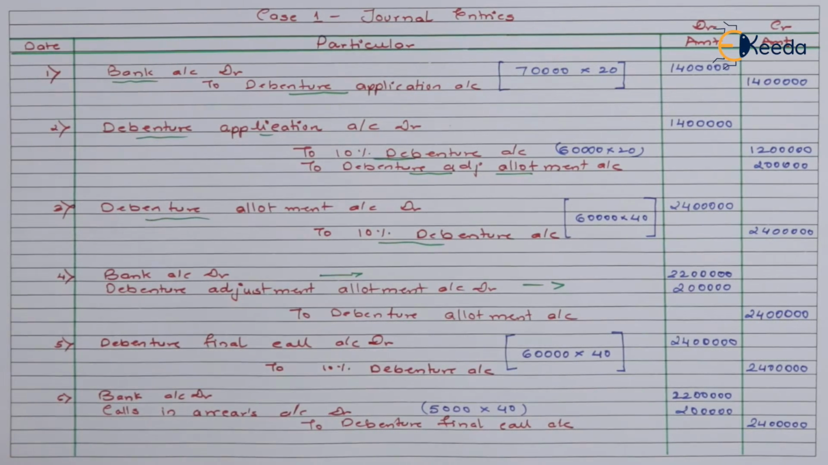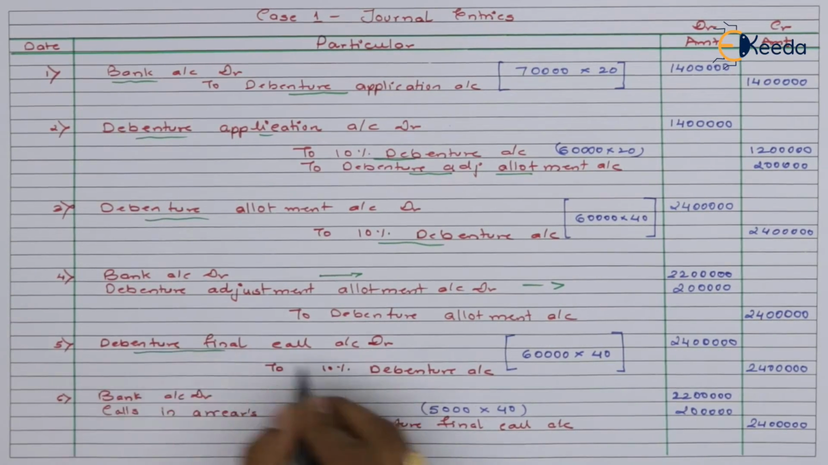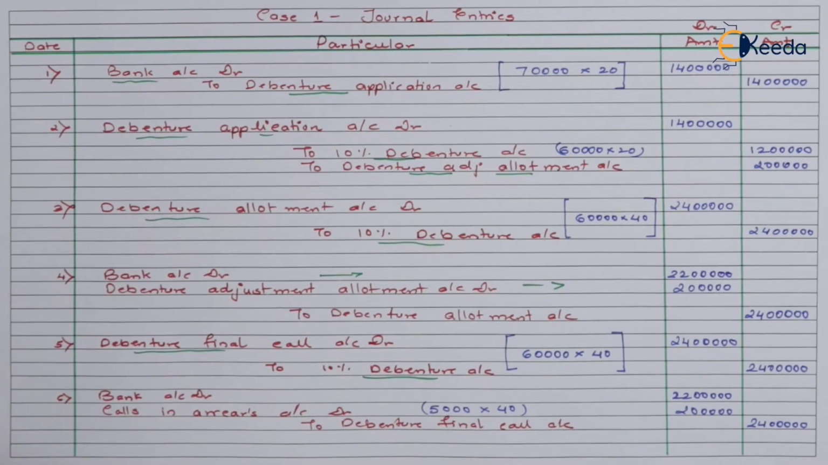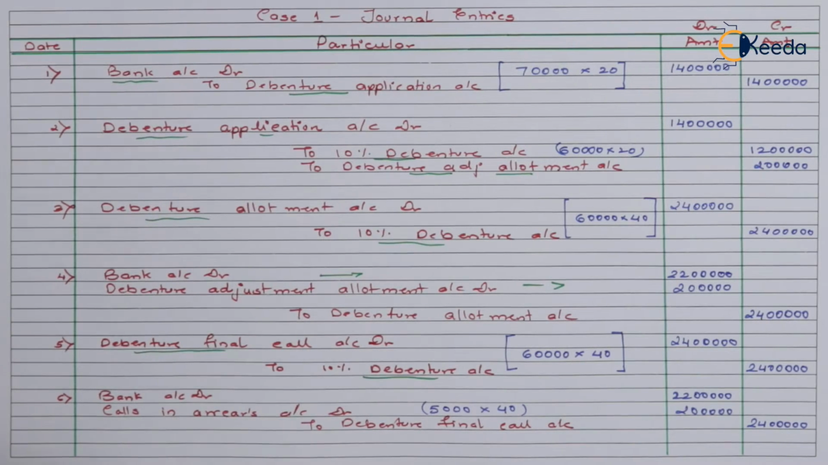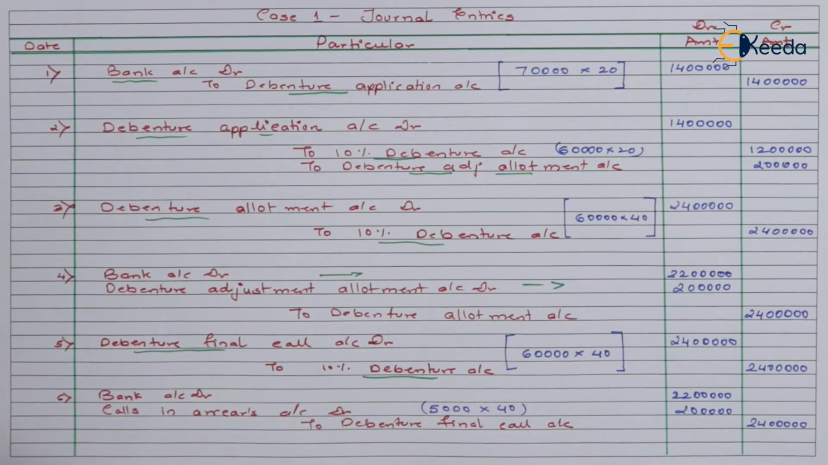Now, after allotment comes the final call due entry. So that will be debenture final call account debit to 10% debenture account. Again, 60,000 multiplied by 40, that is 24 lakh rupees. And when it comes to receipt, they have also mentioned that 5,000 debenture holders didn't pay the final call money. So 5,000 multiplied by 40 gives you 2 lakh rupees, which we haven't received. Just like the receipt entry of allotment, where 24 lakh is the expected amount, 2 lakh will be subtracted as we haven't received it. So in the bank account, what we'll receive is 22 lakh.